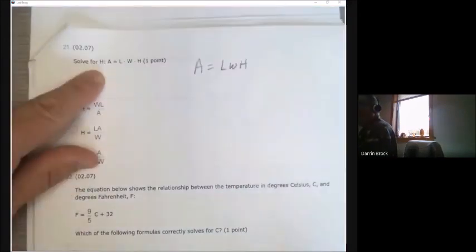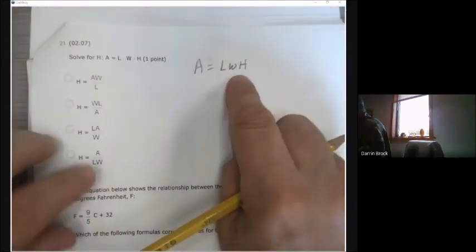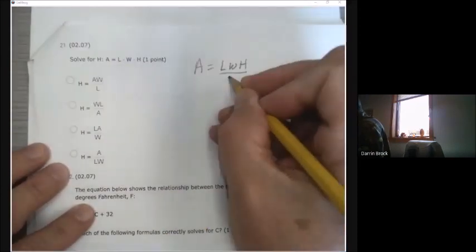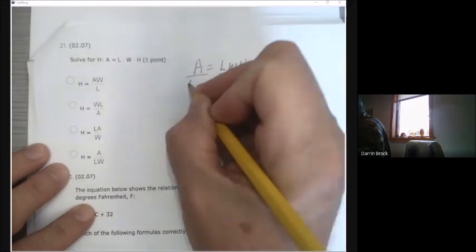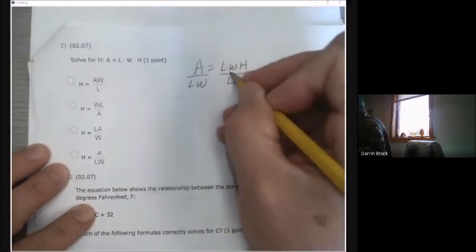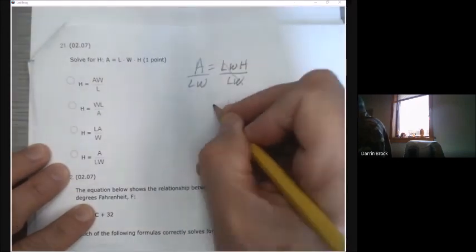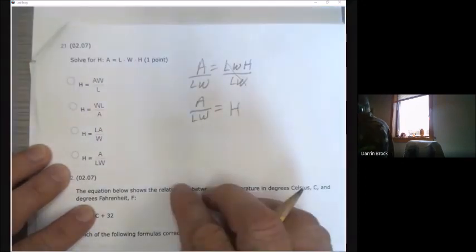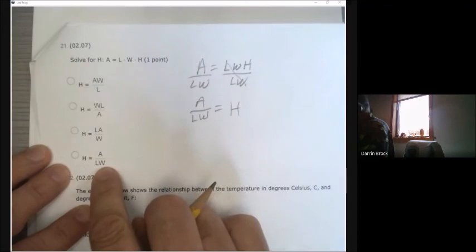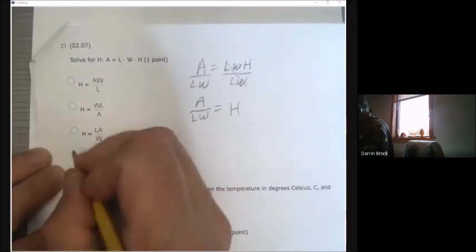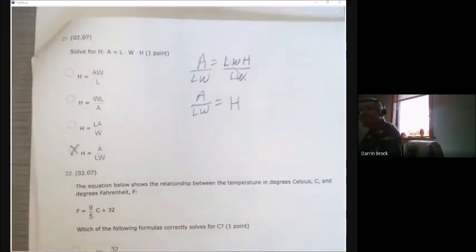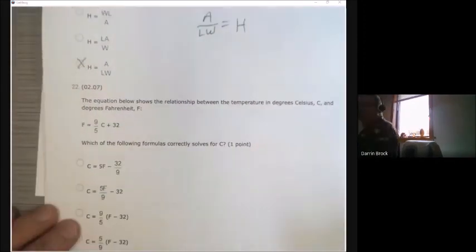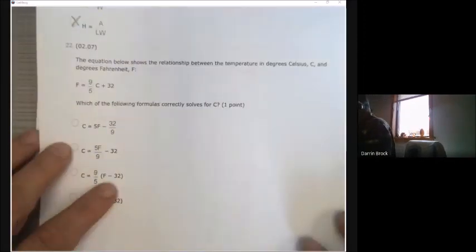And if we want to solve that for H, that means get H by itself. Right now, H is being multiplied by L and W. So if we divide by L and W, these cancel out. So this is H equals A divided by L and W. That's right there. H equals A divided by L and W. And that's pretty quick. Let's look at this last one. Same type of thing. We're just a little bit trickier.